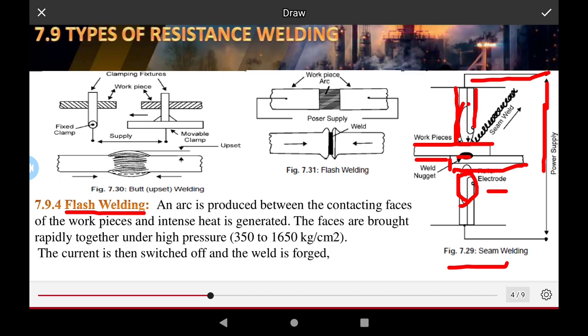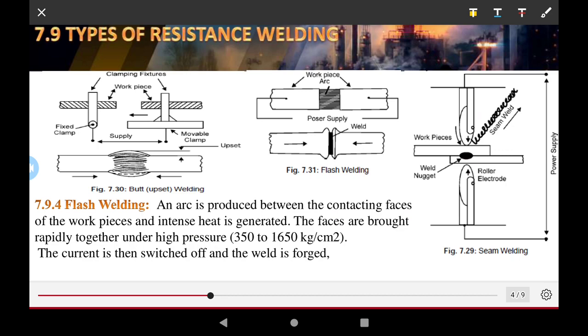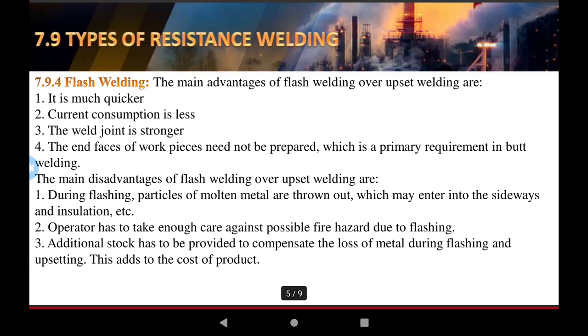Flash welding is produced between the coated faces. The heat is generated inside and reaches the surface. The faces of the rods are brought rapidly together under high pressure, 150 kilograms per square centimeter. The current is given for the welded position.